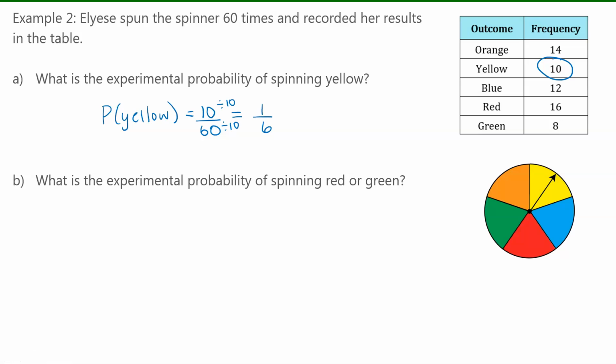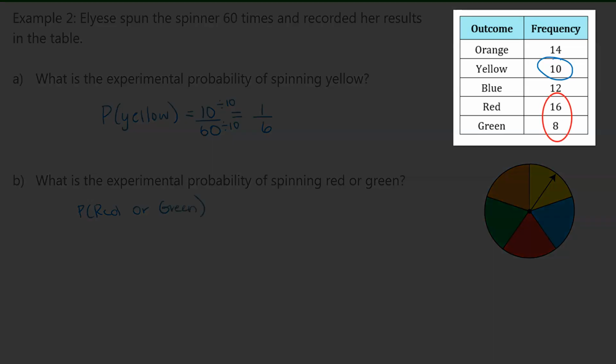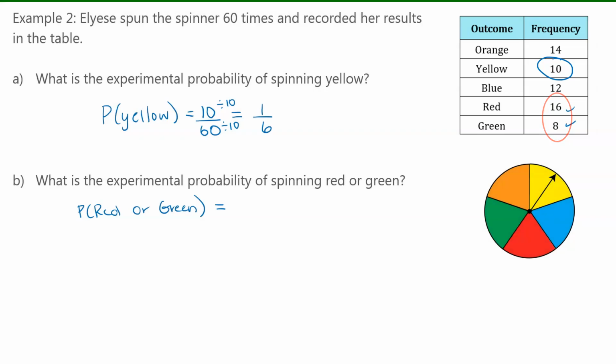What is the experimental probability of spinning red or green? So again, I would look at the table. So the probability of getting red or green, I would add up the number of times that she landed on red or green. So 16 plus 8, that would give me 24 over a total of 60 times that she spun the spinner. And then I would reduce my fraction. So that could reduce to 12 over 30. I could reduce it again to 6 over 15, and I could reduce it again to 2 over 5. So the probability of getting a red or a green was 2 over 5.